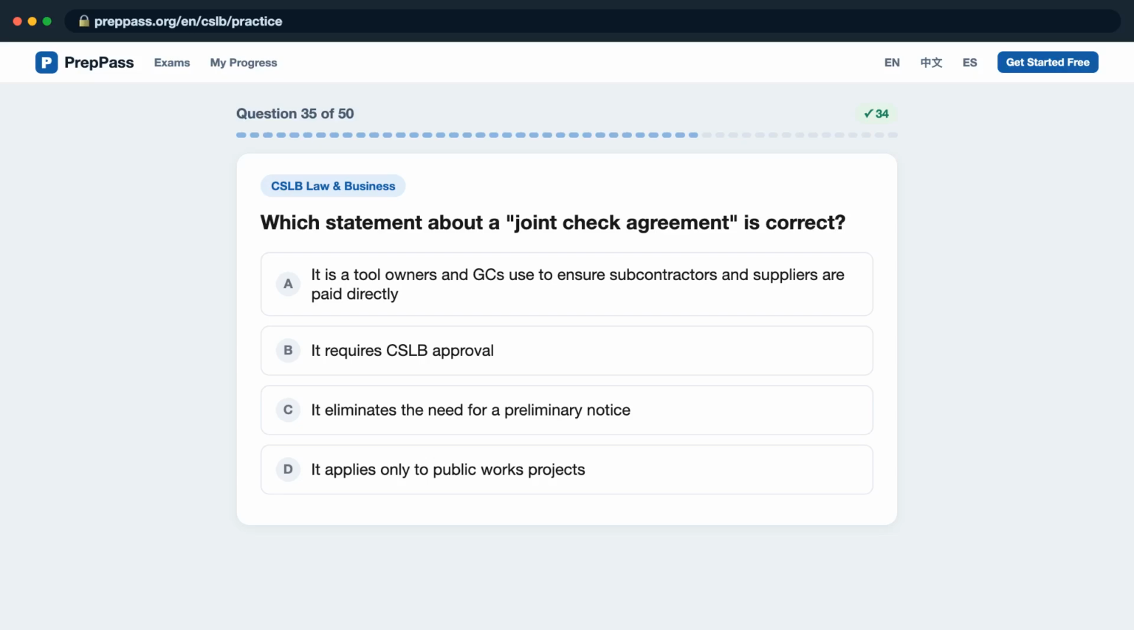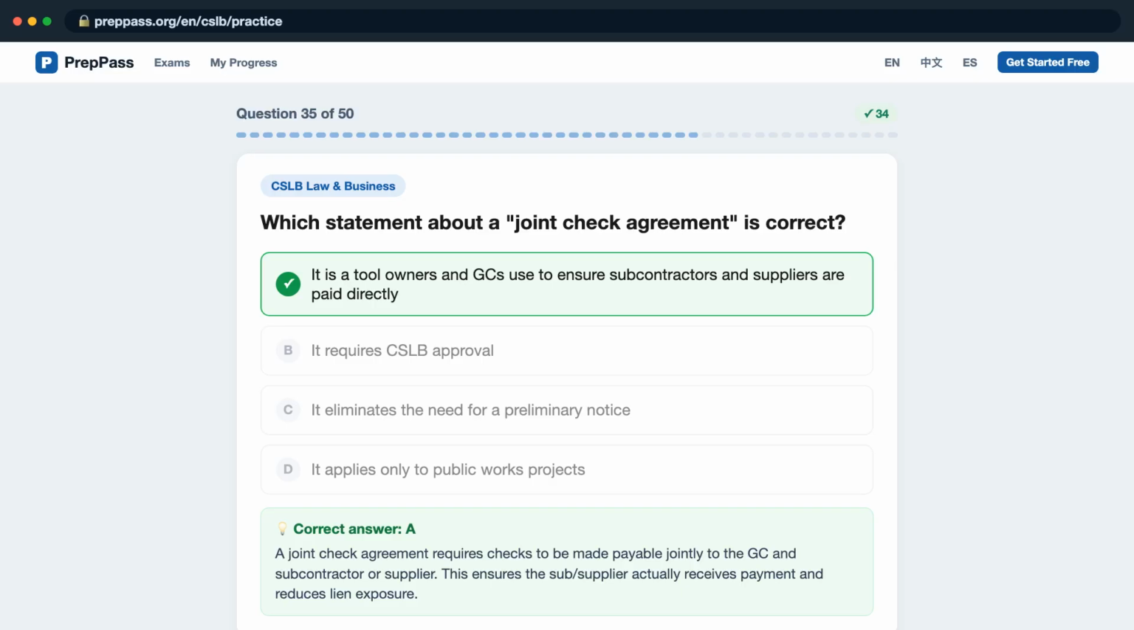Question 35. Which statement about a joint check agreement is correct? Is it A, it is a tool owners and GCs use to ensure subcontractors and suppliers are paid directly? B, it requires CSLB approval? C, it eliminates the need for a preliminary notice? D, it applies only to public works projects? The correct answer is A. A joint check agreement requires checks to be made payable jointly to the GC and subcontractor or supplier. This ensures the sub/supplier actually receives payment and reduces lien exposure.